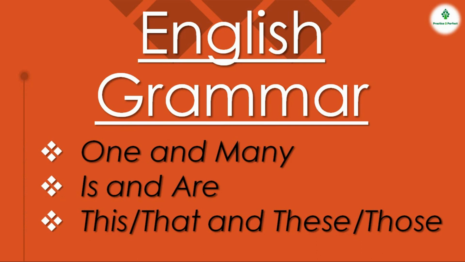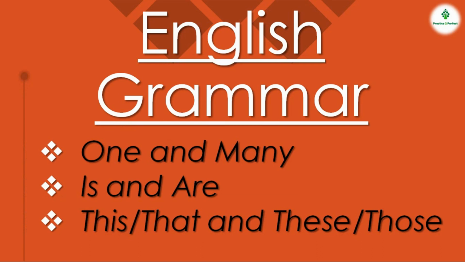Now I will explain the use of this, that, these and those. This is used for things which are near to us and are singular, whereas that is used for things that are far from us and are singular. For example, this is a pen, considering that the pen is near, and that is a kite, considering that the kite is far.